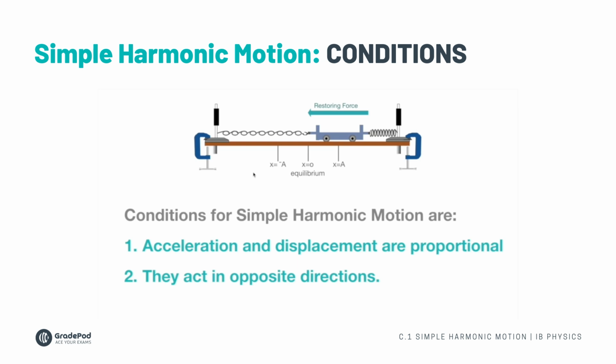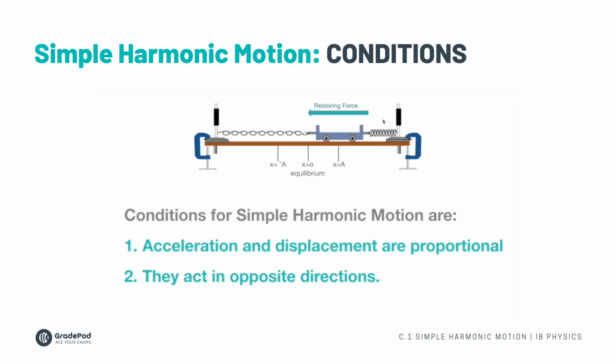This means that the first condition for simple harmonic motion is that acceleration and displacement are proportional, only in magnitude, because the displacement of the cart here is positive, but the acceleration of the cart is negative. And if we look at the cart at this position here, the displacement is negative, but the acceleration is positive in that direction. So the second condition for simple harmonic motion is that they act in opposite directions.